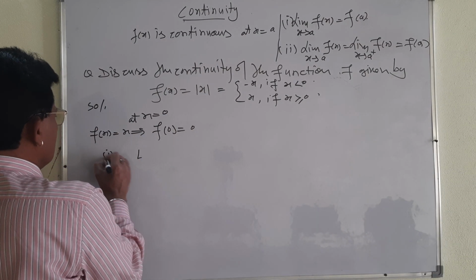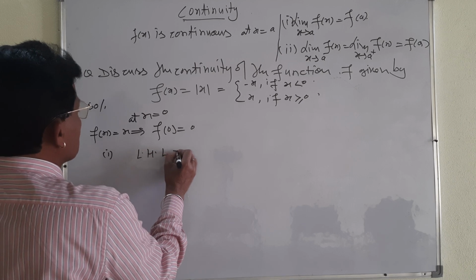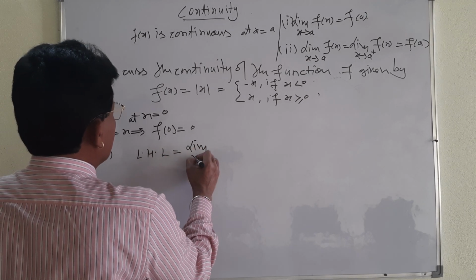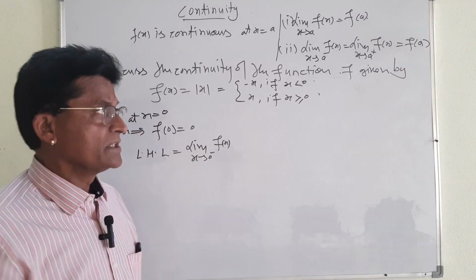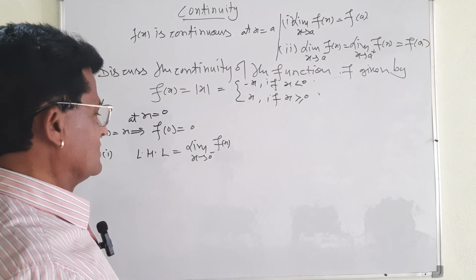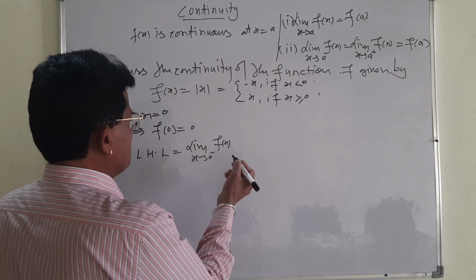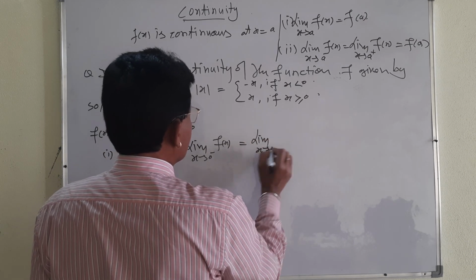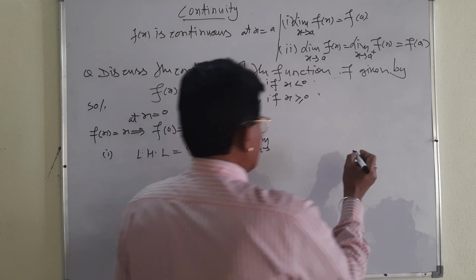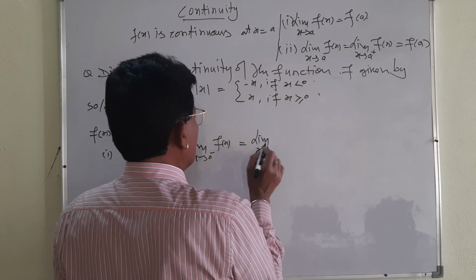First case, left hand limit, it will be equal to left hand limit at 0 of f(x). See carefully, similar kind of formula I am just going to apply. Okay, and it will be equal to what? Limit x tends to 0 minus. Let me write its value first of all.